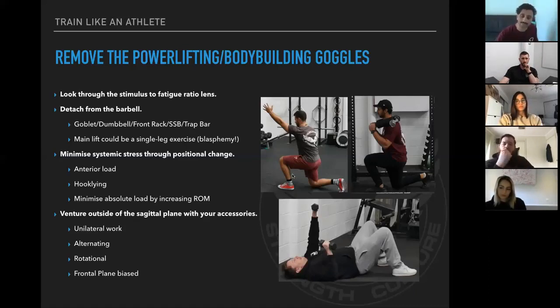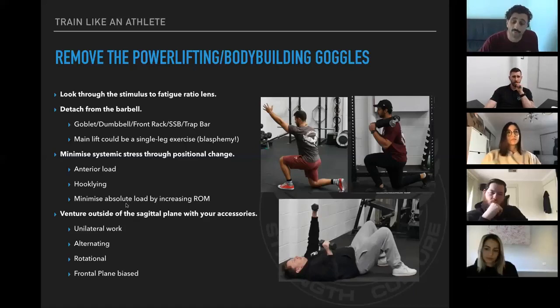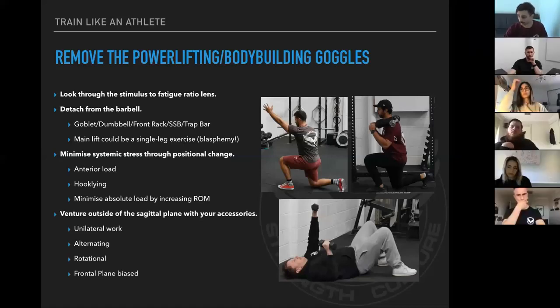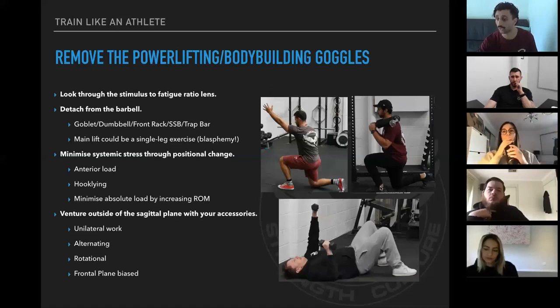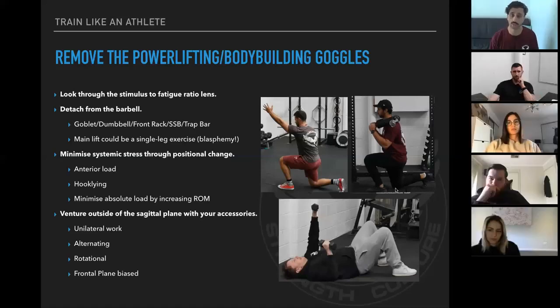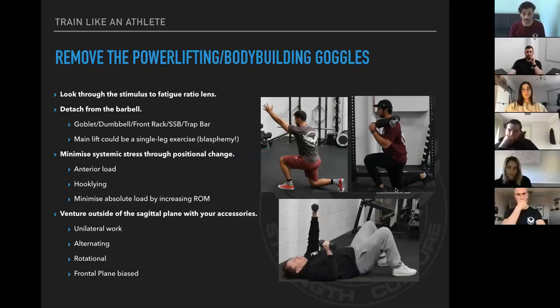All right? Minimizing absolute load by increasing range of motion. I think this is important. So if I was to do a standard split squat like in this photo here, without those mats underneath my feet, I could probably do about 100 kilos for about 6 reps. If I put these here underneath my feet, I will go through a greater range of motion and it will cut off about 20 kilos. So I'm doing 80 kilos instead.